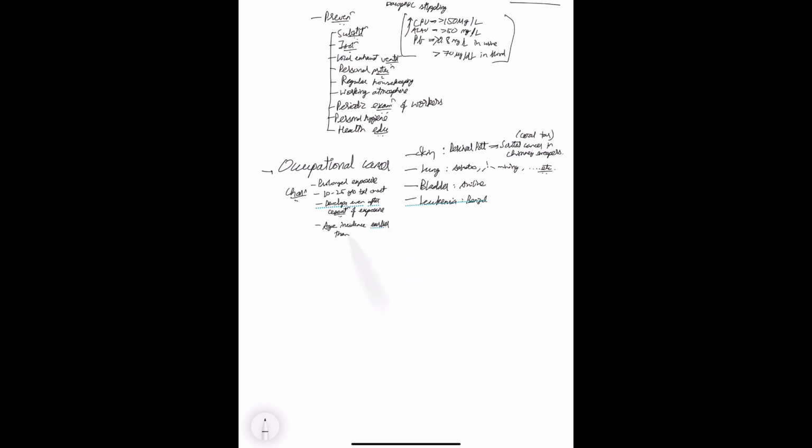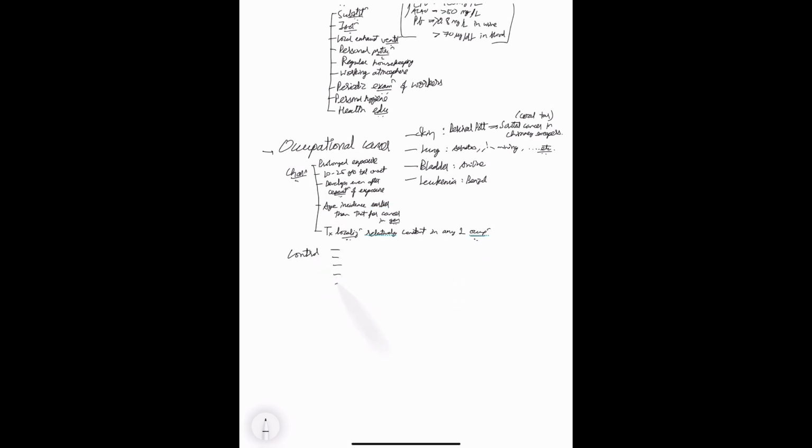So, what are the usual characteristics of occupational cancers? It's associated with prolonged exposure, usually 10 to 25 years to onset, and it can develop even after the cessation of exposure to the agent. And the age incidence of the cancer is earlier than what happens for the same malignancy in the general public.